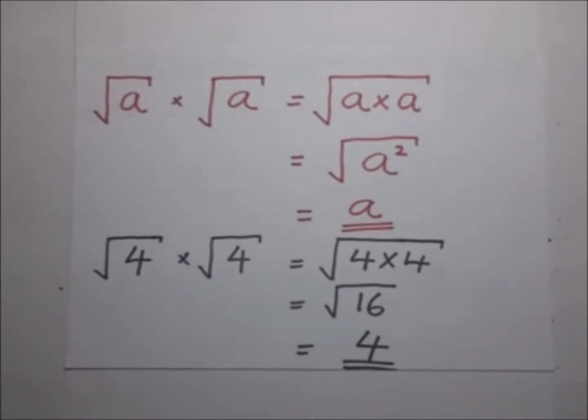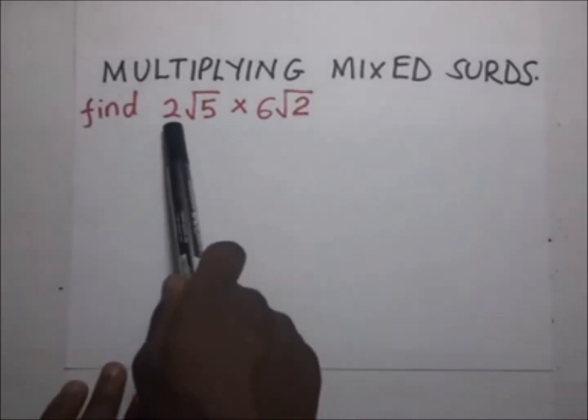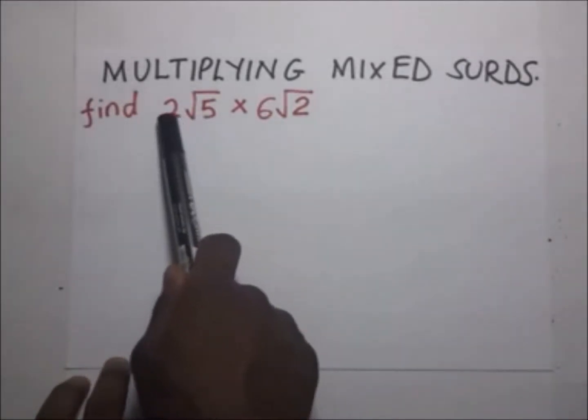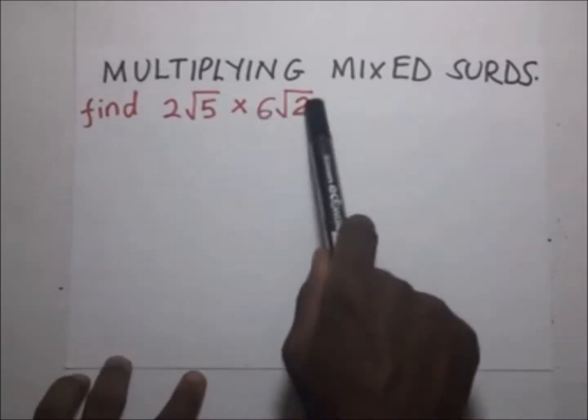Remember we said that mixed surds are simply surds that are a product of a rational number and a surd. So let's look at how we multiply these mixed surds. This is a mixed surd because it's a product of a rational number and a surd. This is a rational number, that's a surd. So this is what we call a mixed surd.